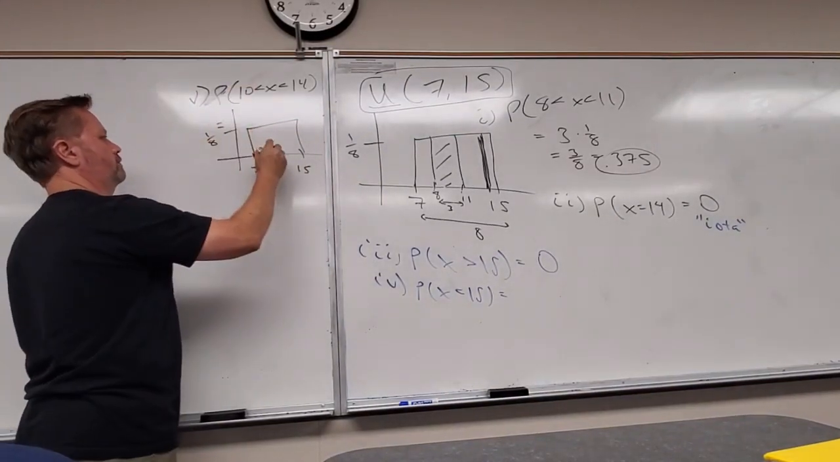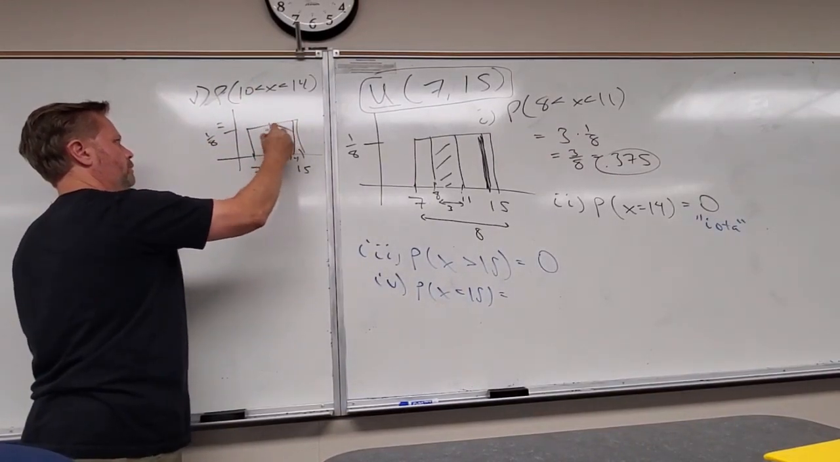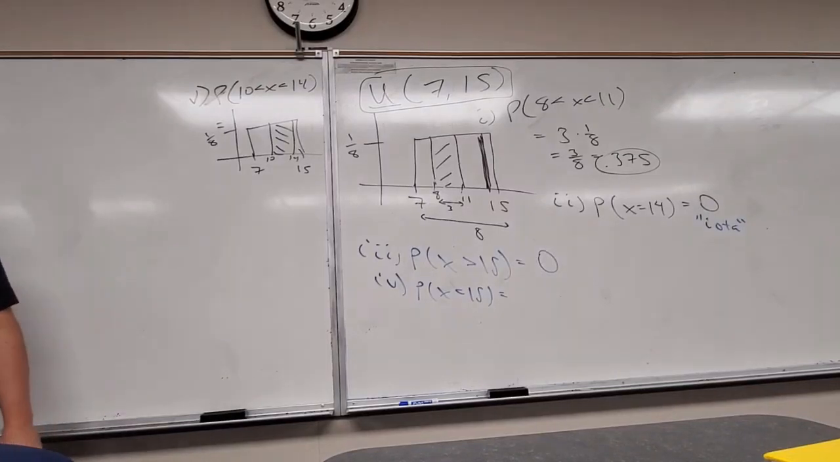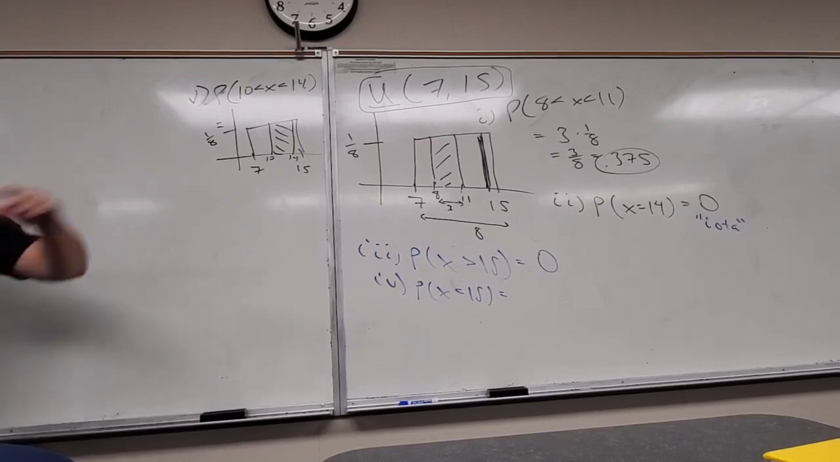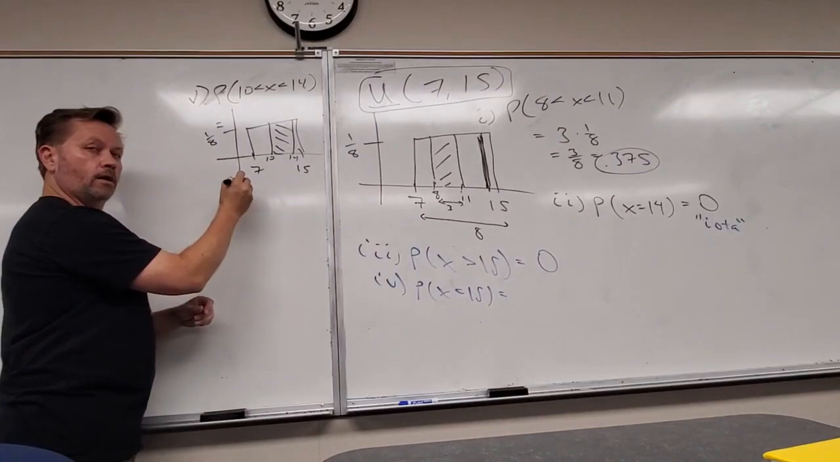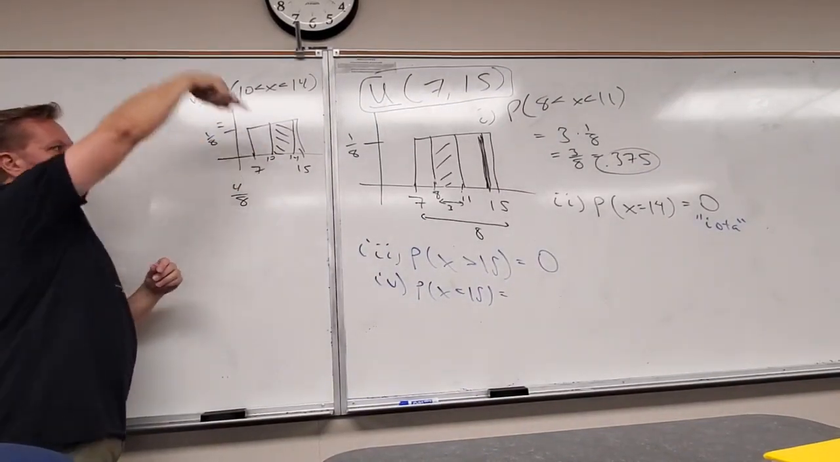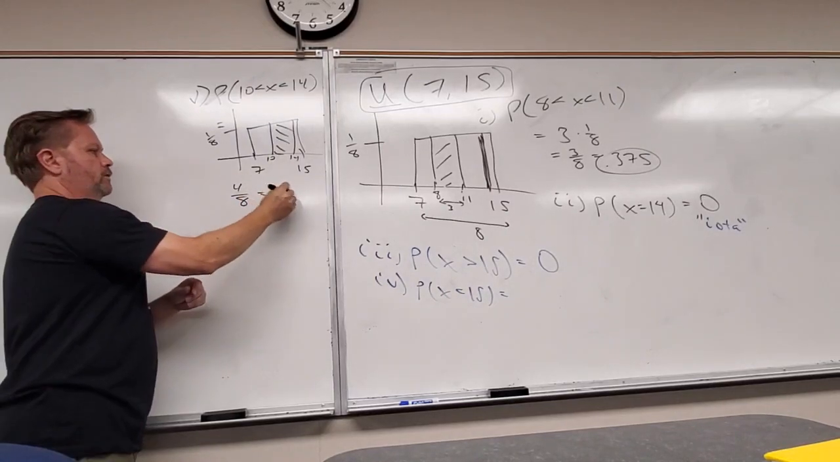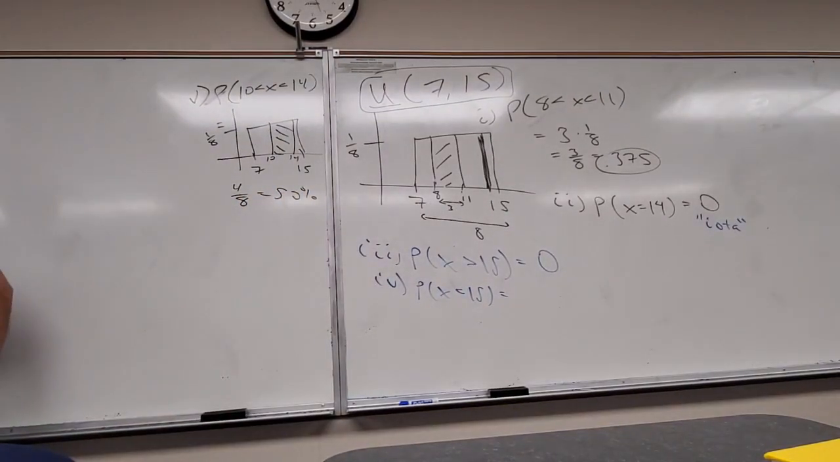What did I say? 10? So what's the area? It's a very visual problem. What's the area of the rectangle I just shaded in, which is this, right? What is it? 50%, 4 out of 8, right? 4 times 1/8. So it's a 50% chance.